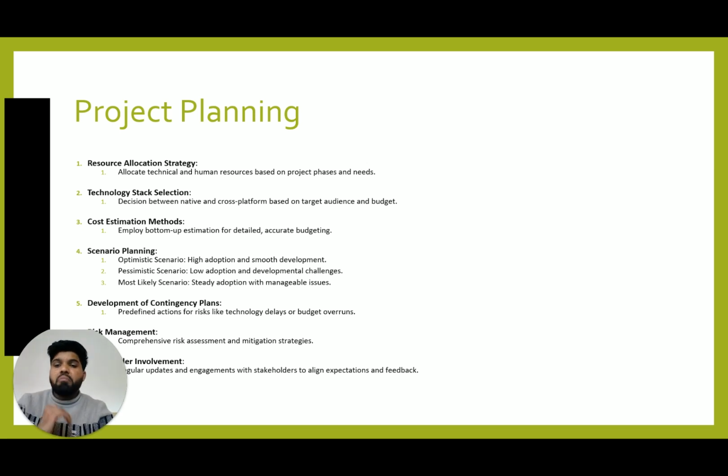The sixth most important point is risk management. Risk management is very important in every business. Whatever business you are doing, risk management is very important. So, comprehensive risk assessment and mitigation strategy, and regular updates and engagement with stakeholders to align expectations and feedback.